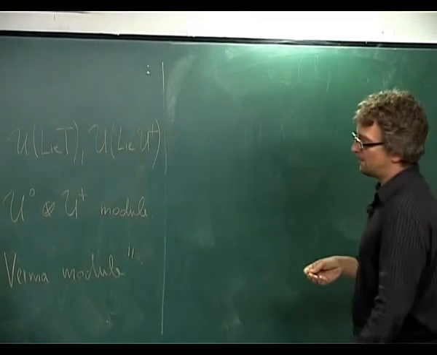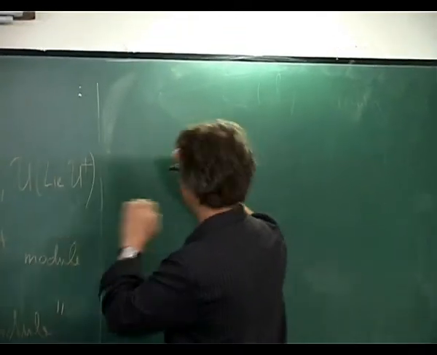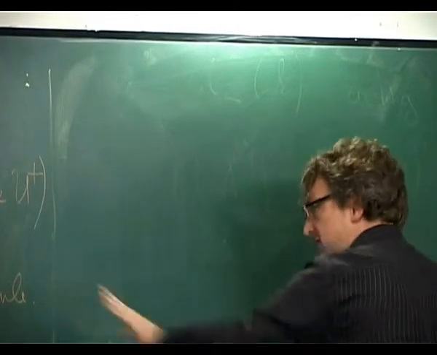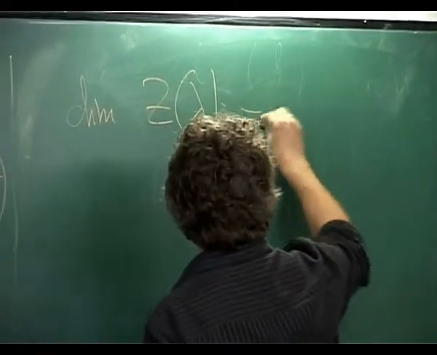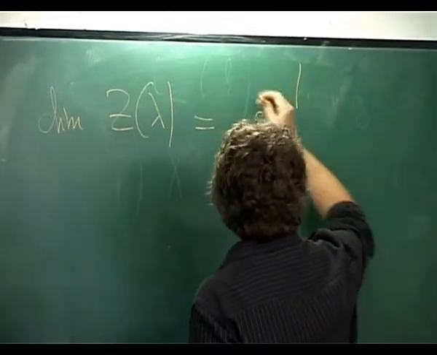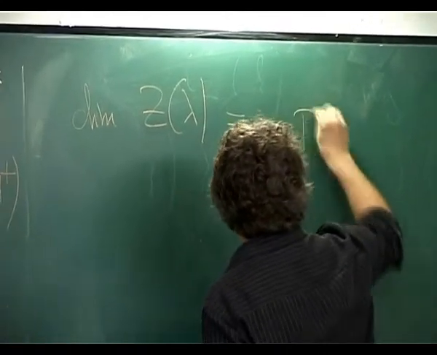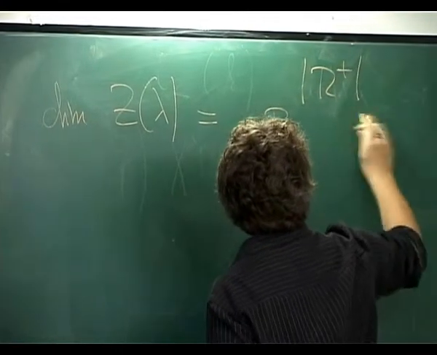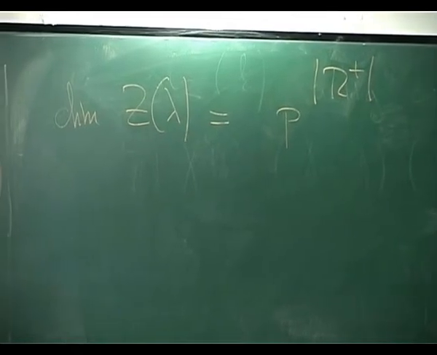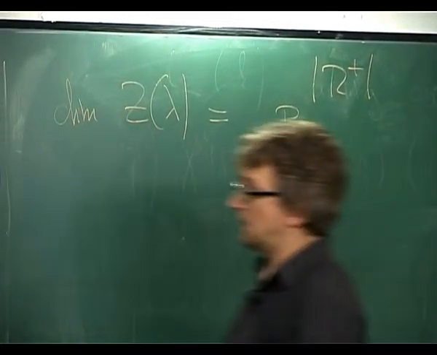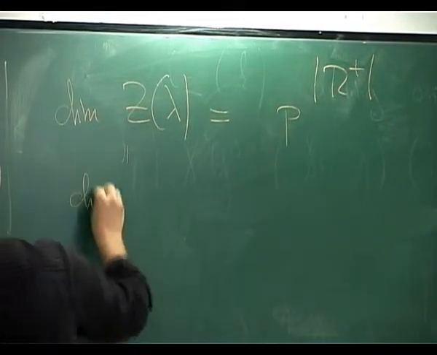Okay, so the dimension is known, and even the character. Well, okay, we cannot really talk about characters on this level, but the dimension of this is known. It is p to the number of positive roots. So why is that? This is just the same tensor argument as a dimension of U minus.